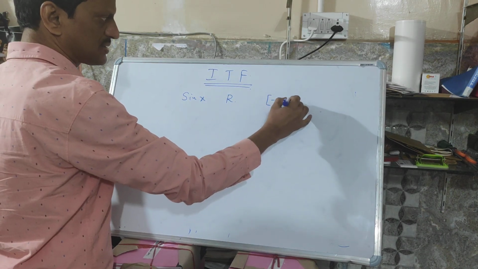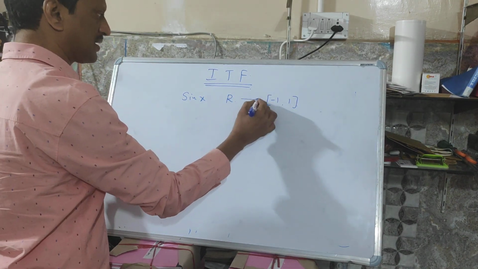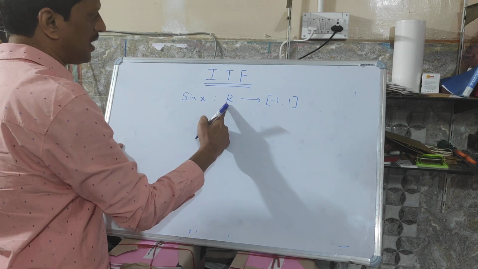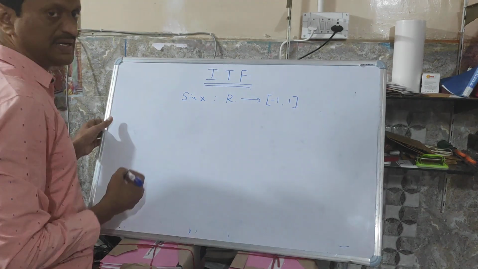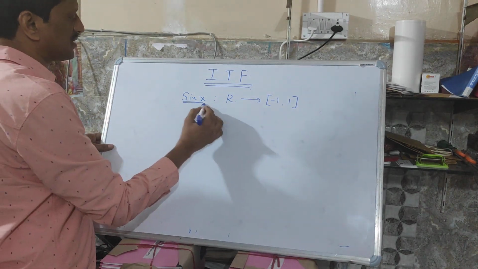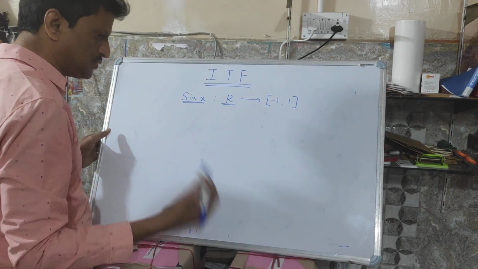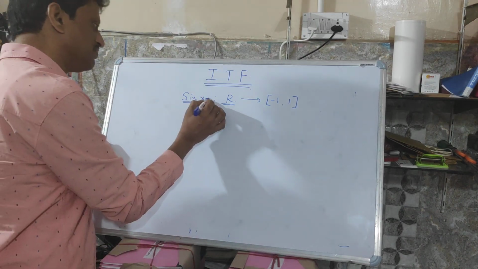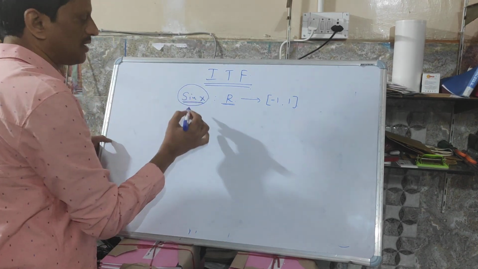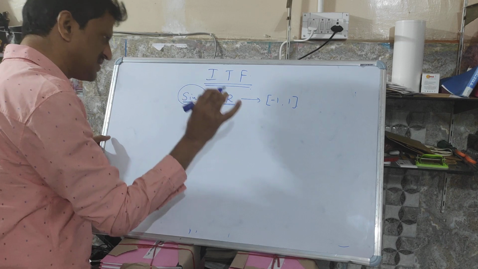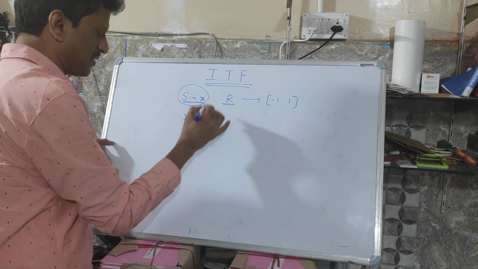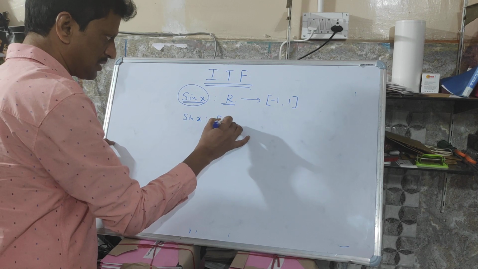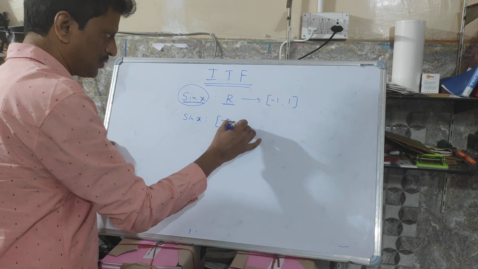the closed interval -1 to 1. So if you are establishing a mapping from R to the closed interval -1 to 1, sin x is not bijective, because sin x on its entire domain is a many-to-one function. So to make this function invertible, or bijective, I am restricting the domain of sin x to the closed interval -pi by 2 to pi by 2.